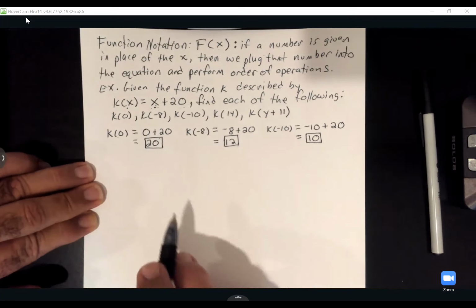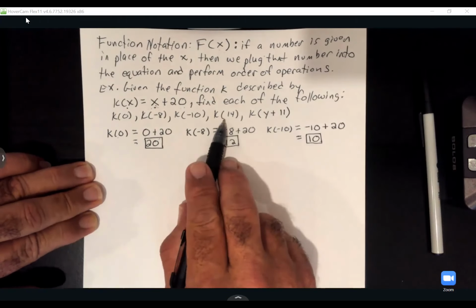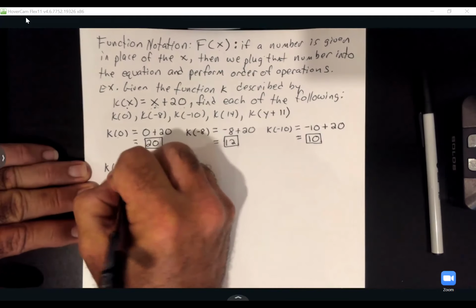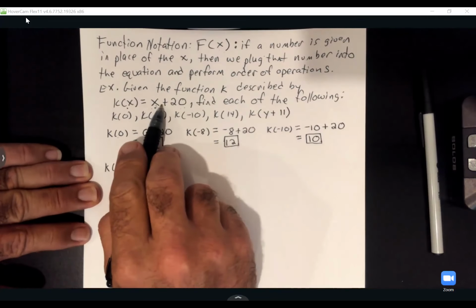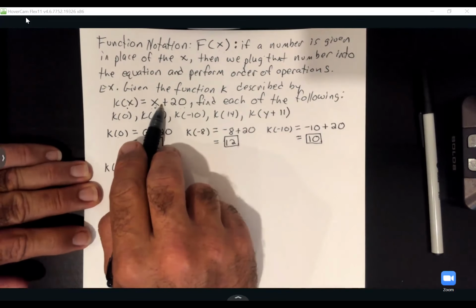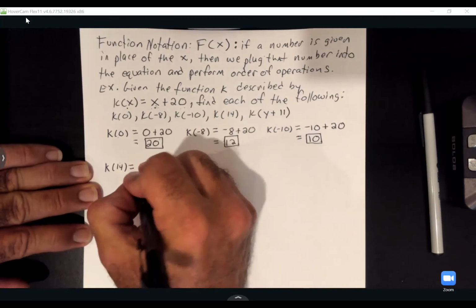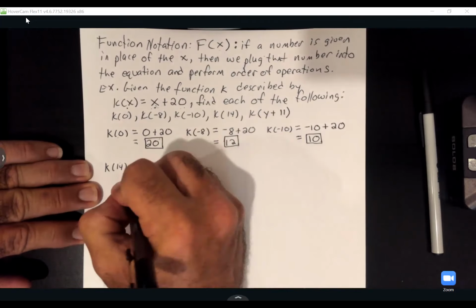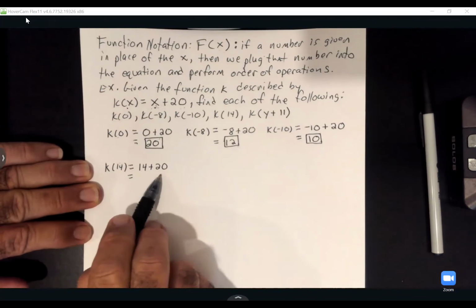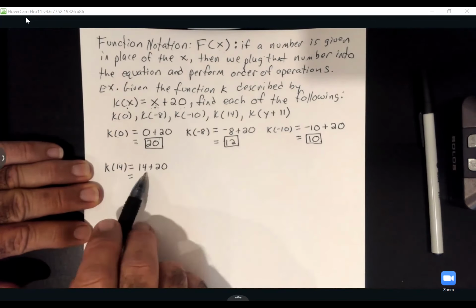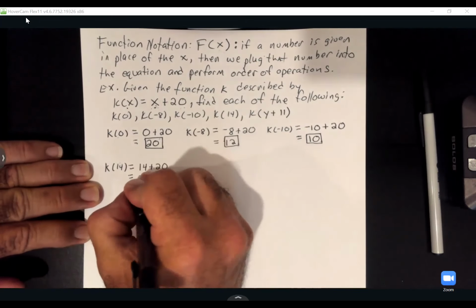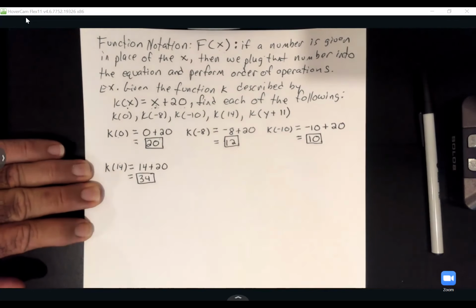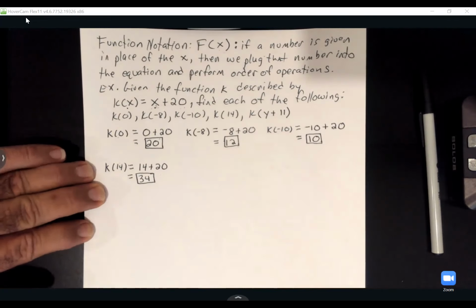All right, y'all, what I got left? K of 14 is next. So take that equation, put a 14 in for that x. So that's going to give me 14 plus 20. Like signs, add and keep that sign. So 14 and 20 is going to give you 34. Both of those were positive, so that answer will stay positive.